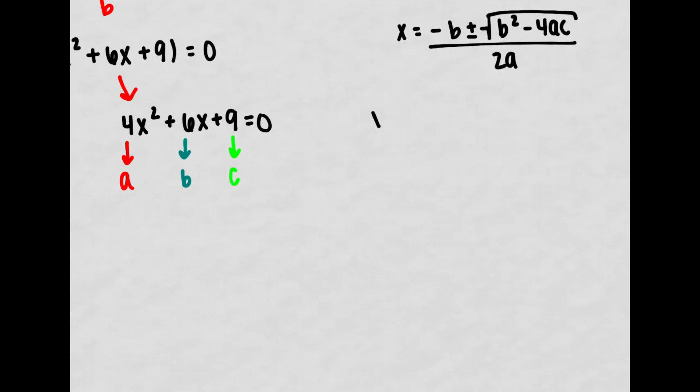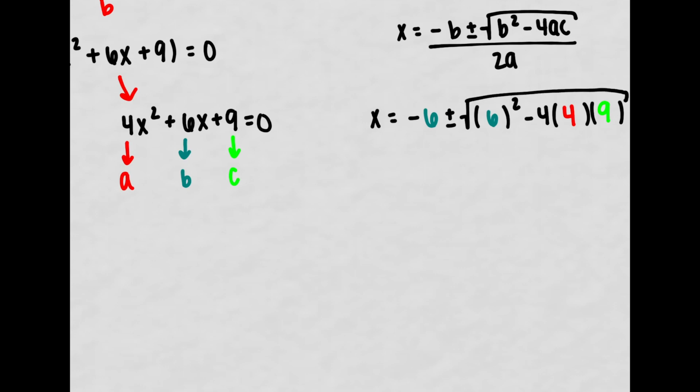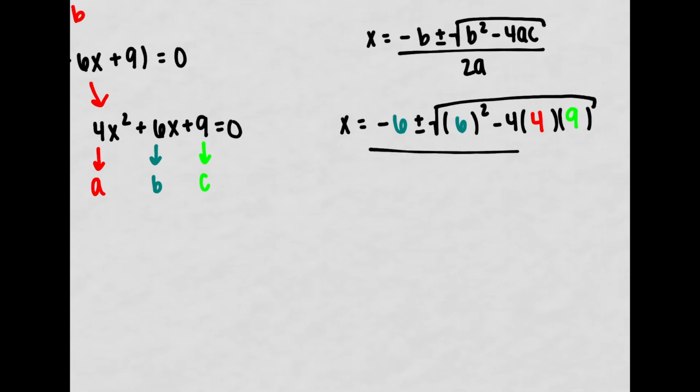So I have x is equal to the opposite of 6, so it's now going to be a negative 6, plus or minus the square root of, my b again is 6, so 6 squared, minus 4 times a, which is 4, times c, which is that positive 9. And all of that is underneath that square root sign. And then remember, we divided all by 2 times a, so a is my 4.